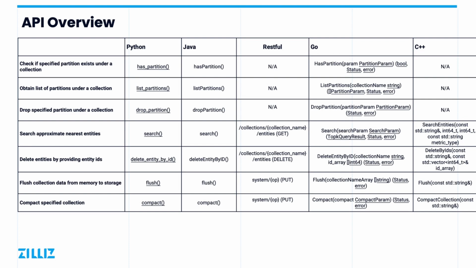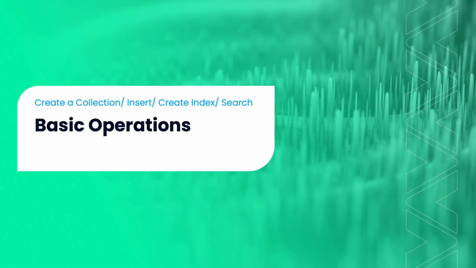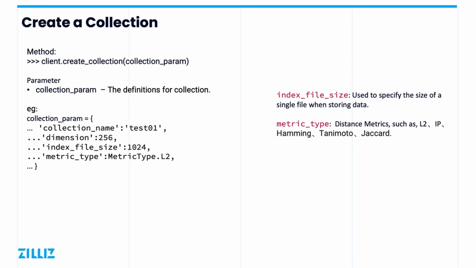For this reason, Milvus provides the compact interface to organize and merge the segments in a collection to free up space. Now let's go over the basic operation flows that we use in Milvus. First is creating a collection. We do this by calling createCollection.